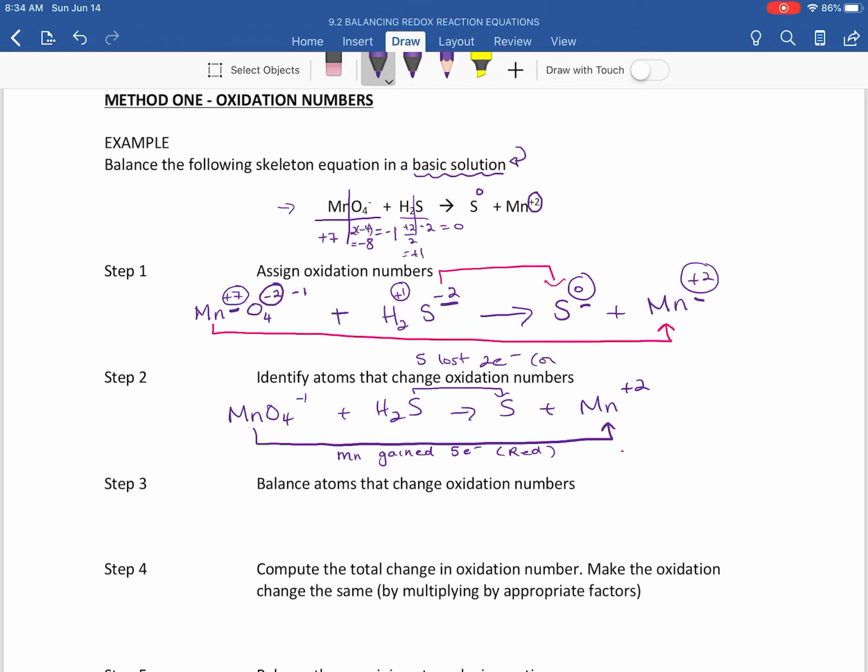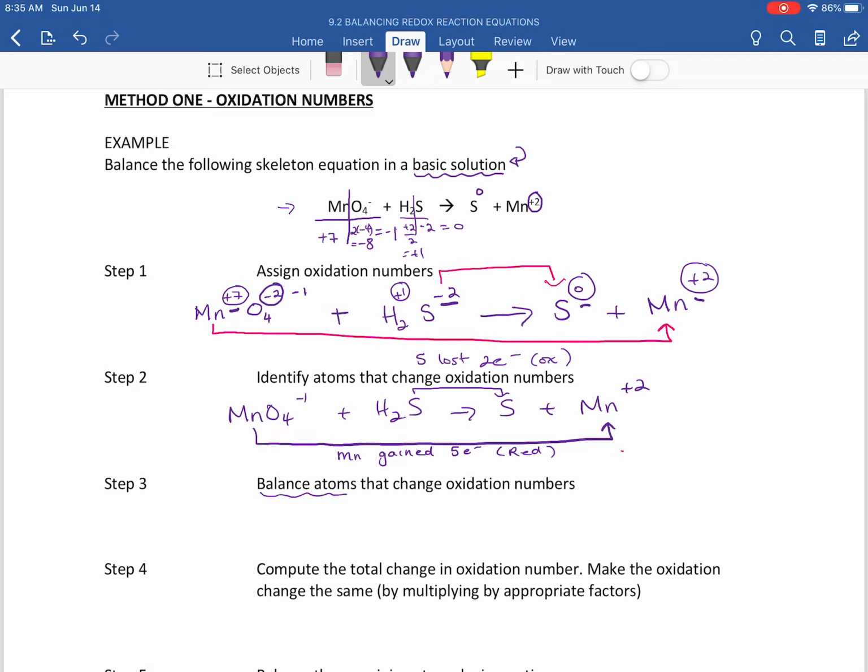So since manganese gained 5 electrons, we can say manganese was reduced, and sulfur was oxidized. And if you ever have a situation where you have two entities either being oxidized or two entities being reduced, you've messed up somewhere, because one has to give and one has to take. That's how it works. These electrons don't just come from nowhere. So one has to be oxidized, one has to be reduced. But now we know.